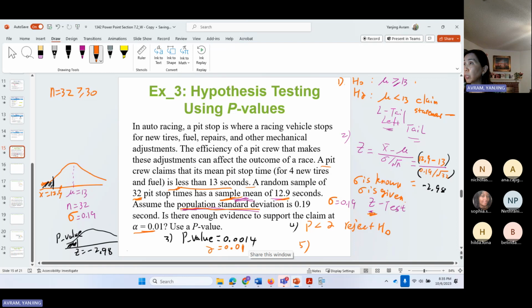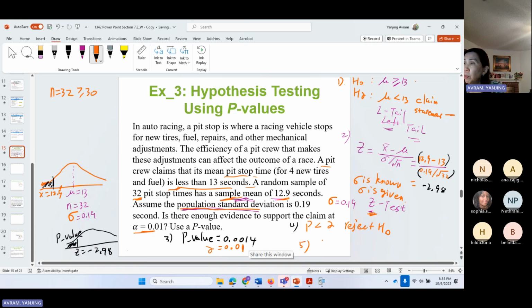Why do you want to reject it? Because it's incorrect. So that means the alternative one will be correct. And what's the alternative one? The alternative says the bin stop time is less than 13 seconds. So that one is correct.